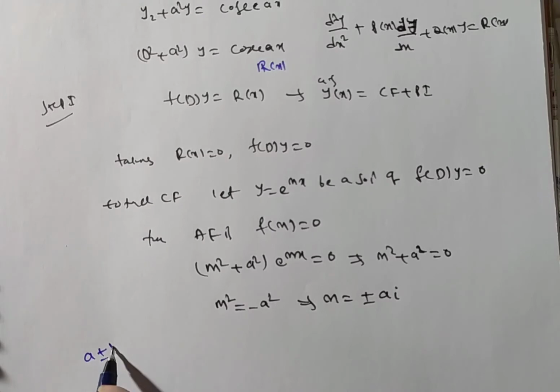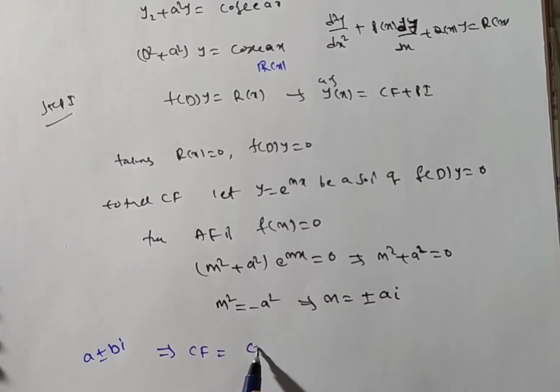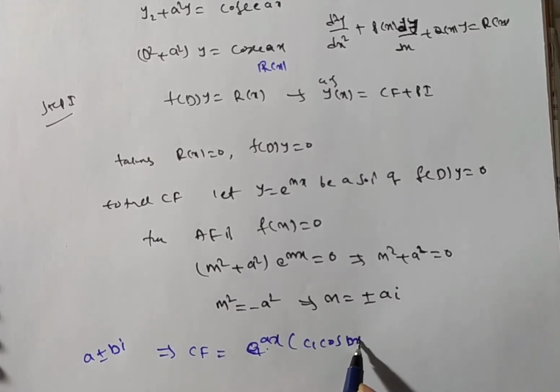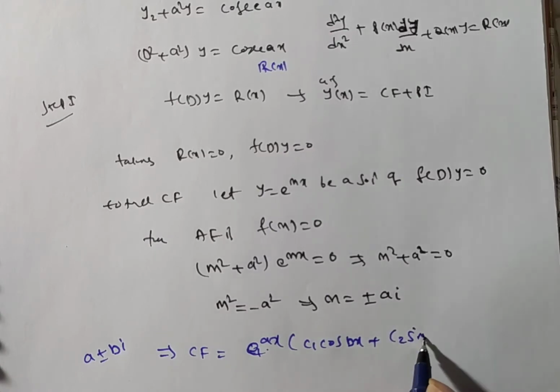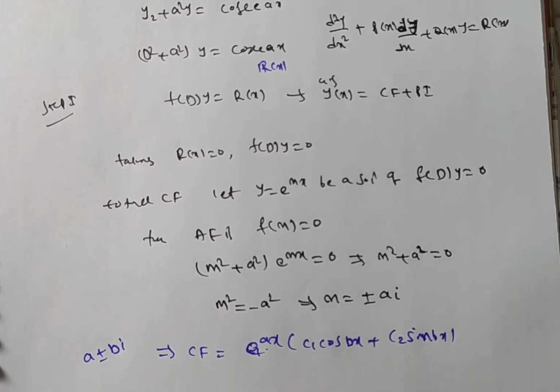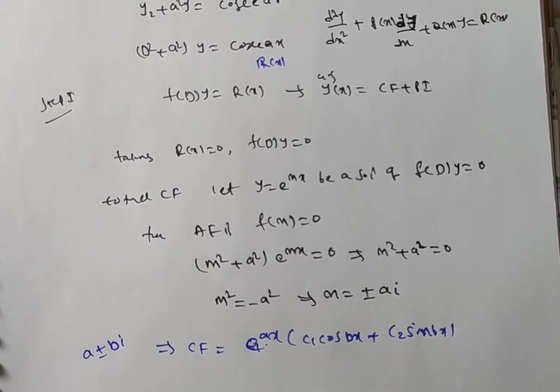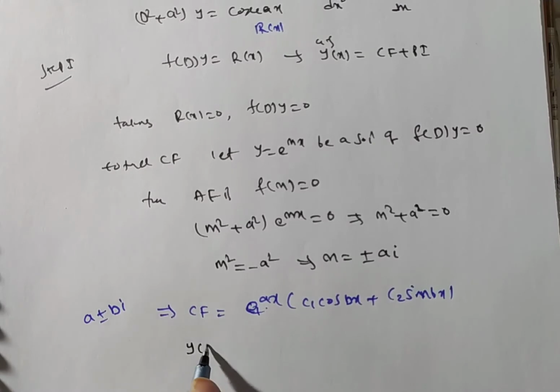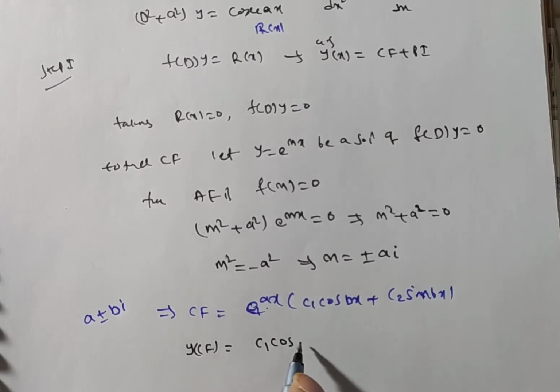When the roots are of the form a ± bi, we write the complementary function as e^(ax)(c1 cos bx + c2 sin bx). Now in place of a I have 0, and in place of b I have a. Therefore in this case the complementary function is y_CF = e^(0x), which is 1, times (c1 cos ax + c2 sin ax). So step 1 is completed.